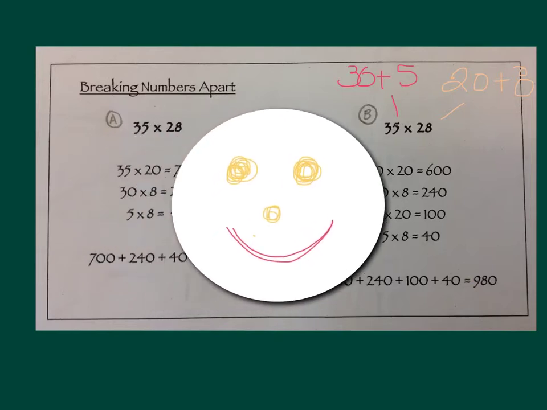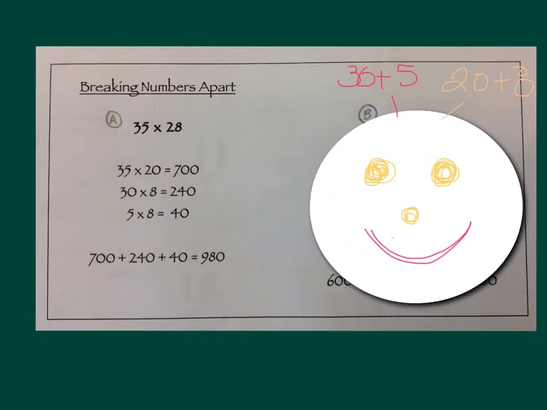But there's another strategy that includes breaking the numbers apart, and this strategy is breaking the numbers apart, A, and you're going to see that over here. In breaking the numbers apart, A, one of the numbers may be broken apart and the other may stay together. So in this situation, you see that this person has decided to keep 35 as a whole number. They did not break it into 30 plus 5 at this time.